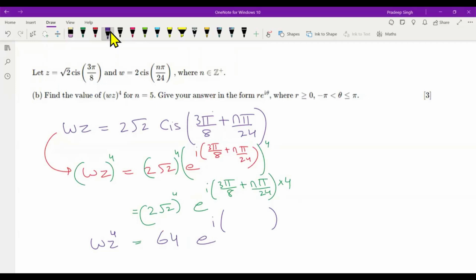Achha, so n is equal to 5. So the first term will be 3 pi by 2, the next term is 5 pi by 6. And if we simplify this, what are we getting? This entire bracket.